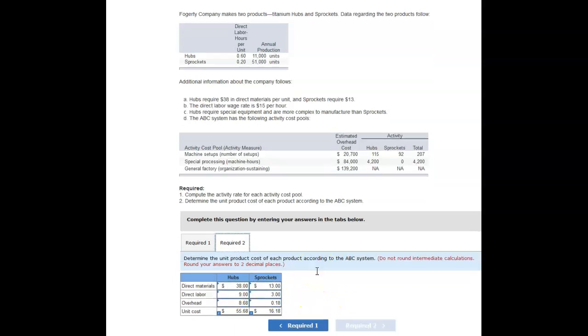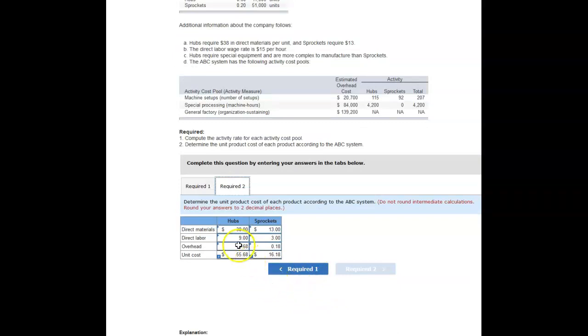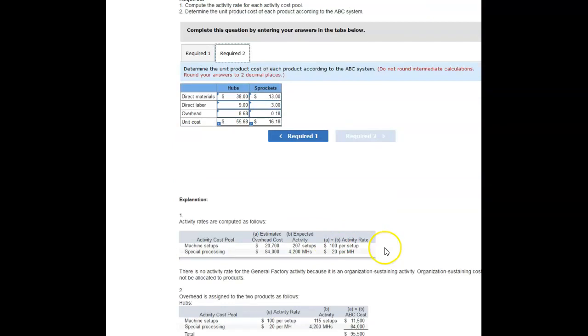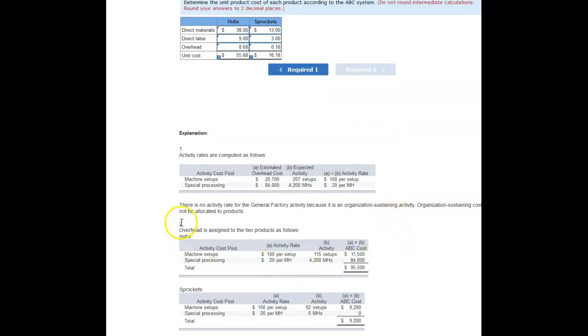Now, take it a step further in complexity, overhead cost. So we need to get the $8.68 and the 18 cents. How do we do that? Well, let's take a look down here. Now, this number 2, what I'm highlighting here, this is only for hubs. So here we're not mixing hubs and sprockets. We're trying to find out, for hubs only, what is the overhead per unit? What is it costing us for overhead cost to produce one hub?